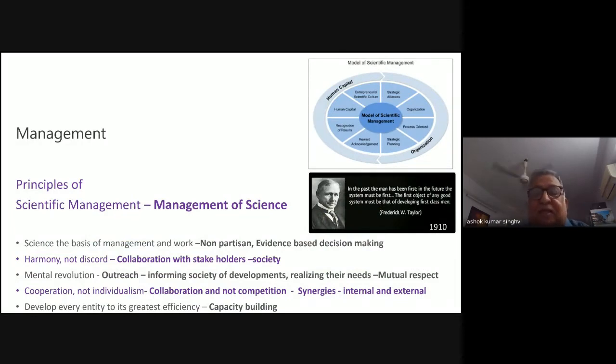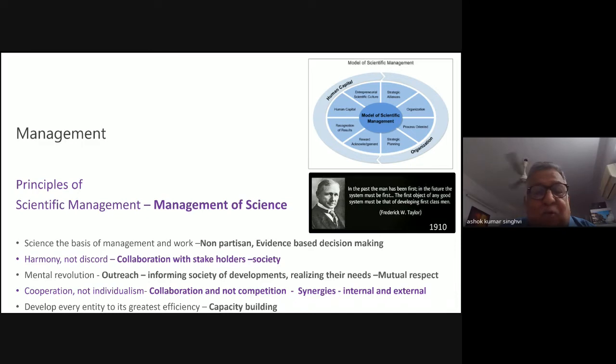If we look at management, in the 1880s and early 90s, the first scientific management theory was propounded by Frederick Taylor. He gave five tenets of management in a scientific manner of an organization, of a factory, of an institution, or whatever you call it. I have tried to convert it into management of science. So the first of the tenets he mentioned was that science should be the basis of all management and work. That means everything you do in that institution should be scientifically oriented. The equivalent for management of science will be that it is non-partisan and the decision making, the policy making, is evidence-based.